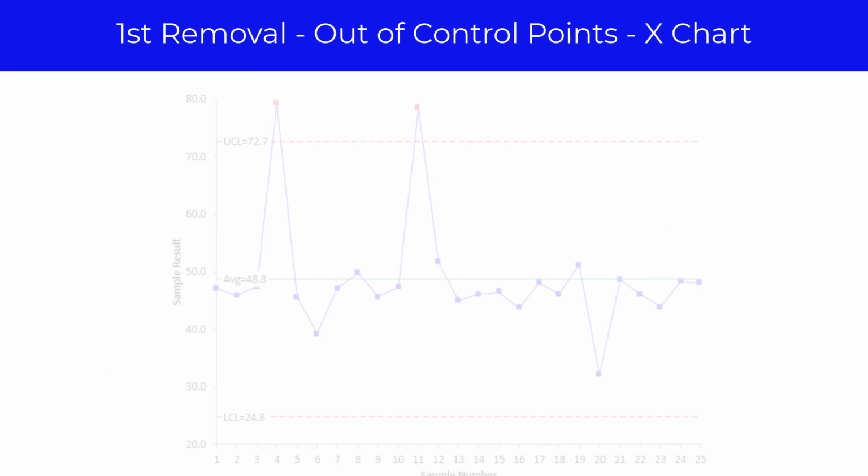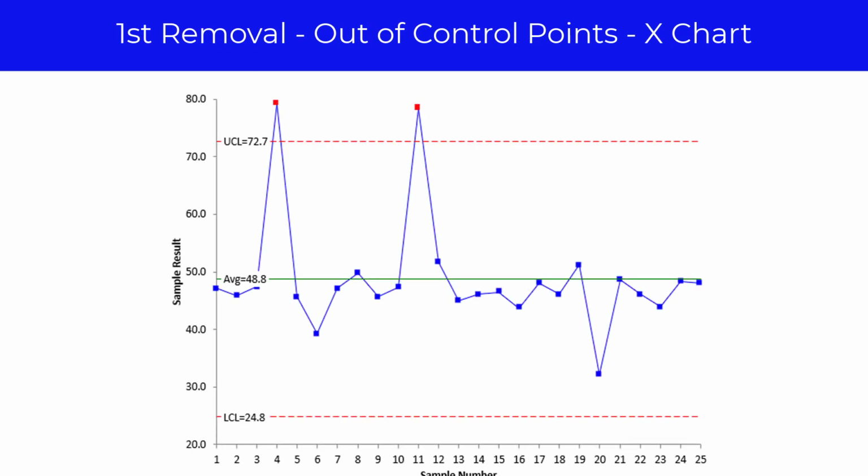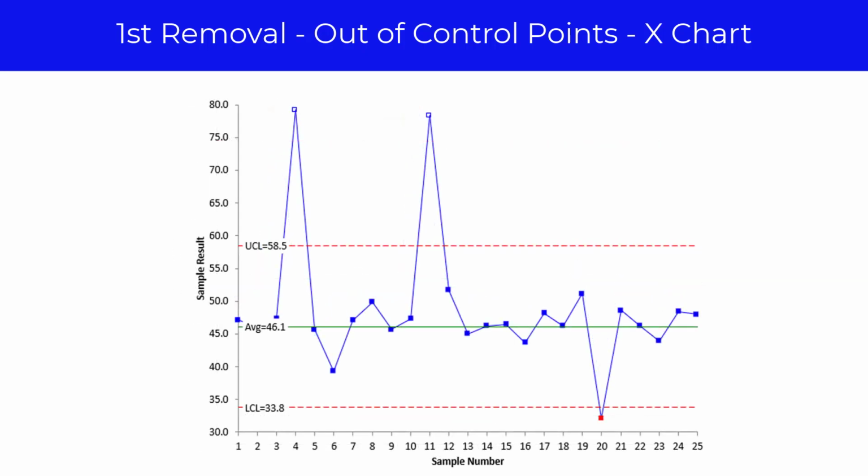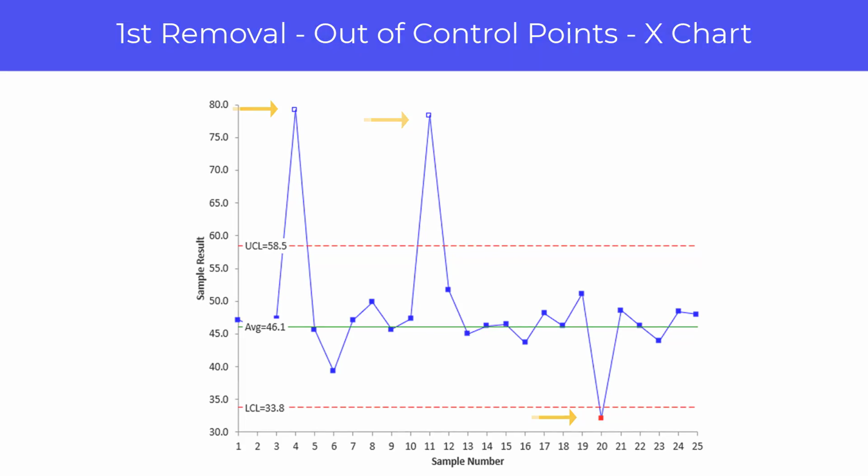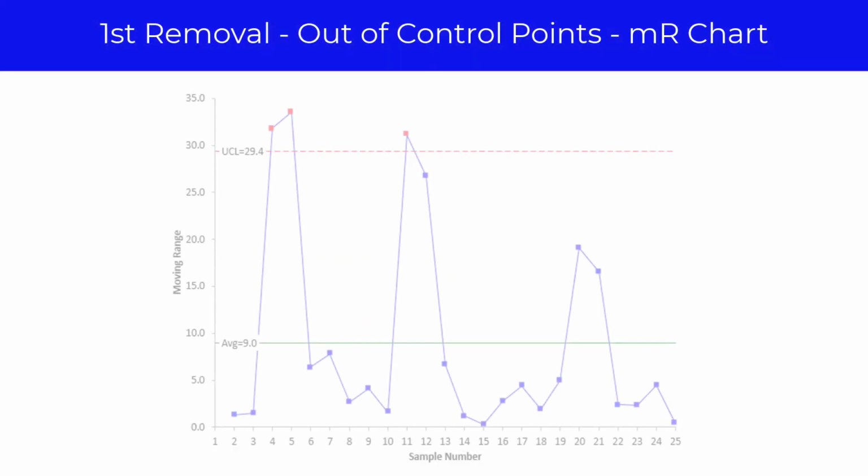So here's our first removal. Here are the out of control points. On the X chart, we have 2 of them. It's less than 10%. We're going to remove those from the calculations. We have done that there, and you see they've changed from red to being clear. That means they're not included in the calculation, and we can see our average has dropped down to 46.1. But we now have a new out of control point in the process.